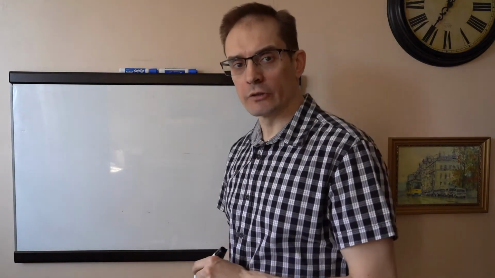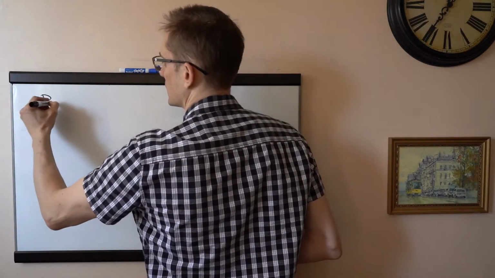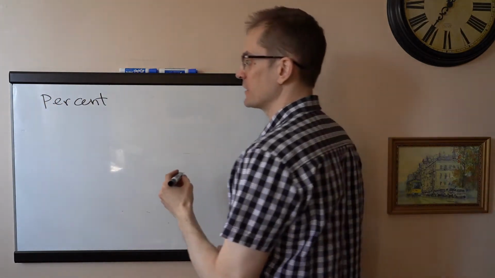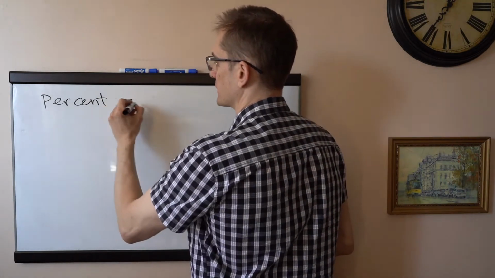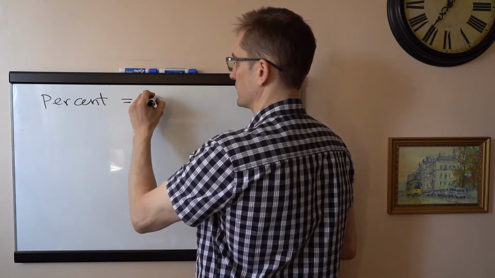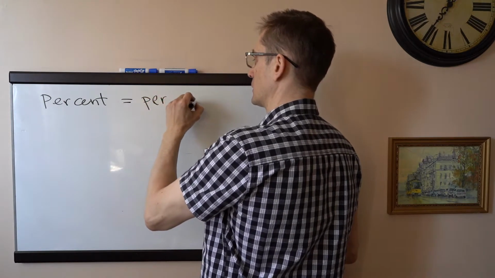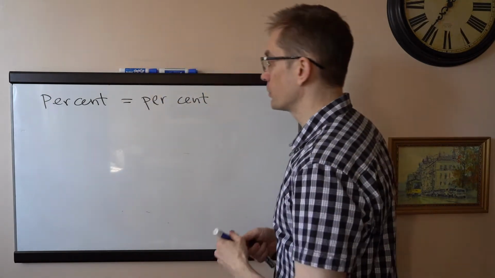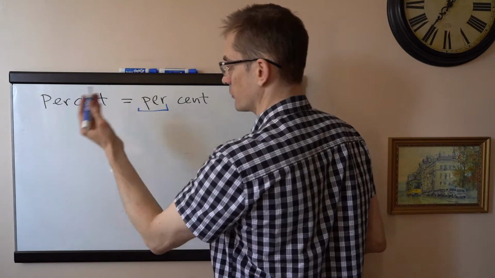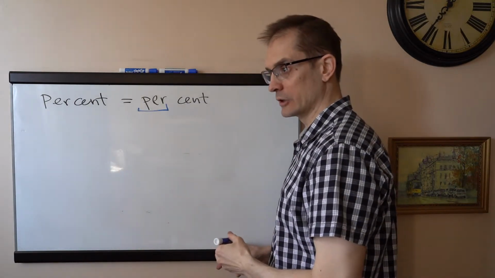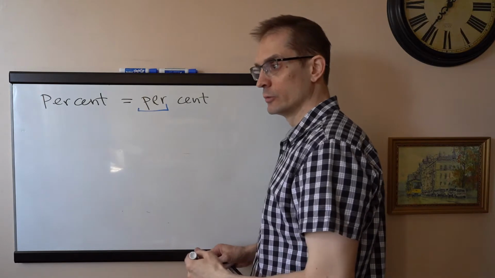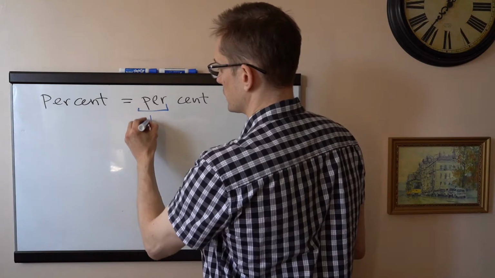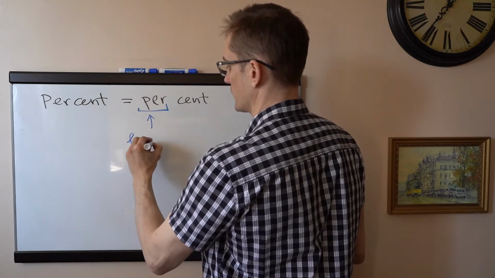We start with a definition of the word percent. Whenever we see this word, we always understand actually two words by it. Two words, per and cent. We know this word per in everyday English, right? So a car consumes 8 liters per 100 kilometers, for example. So this per means for each.